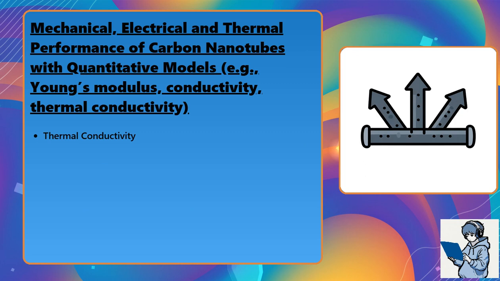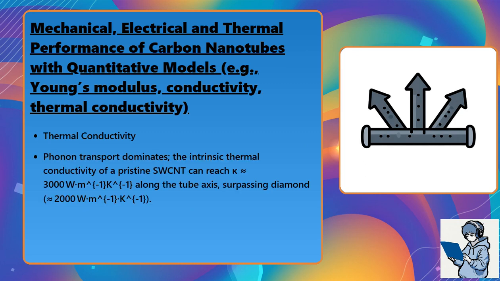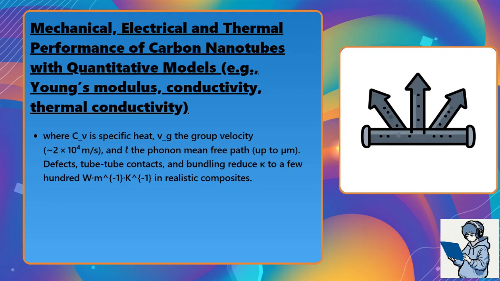Thermal conductivity. Phonon transport dominates. The intrinsic thermal conductivity of a pristine single-walled carbon nanotube can reach kappa approximately 3,000 watts per meter Kelvin along the tube axis, surpassing diamond, about 2,000 watts per meter Kelvin. Kappa equals 1/3 times Cv times vg times L, where Cv is specific heat, vg the group velocity, about 2 times 10 to the 4th meters per second, and L the phonon mean free path, up to a micrometer. Defects, tube-to-tube contacts, and bundling reduce kappa to a few hundred watts per meter Kelvin in realistic composites.